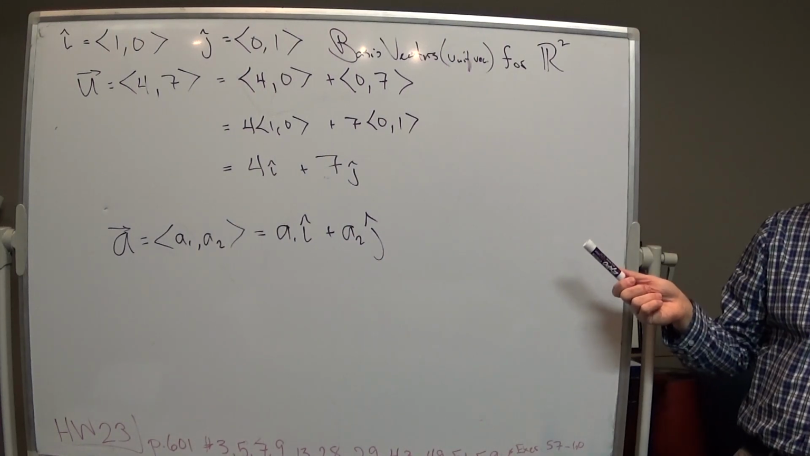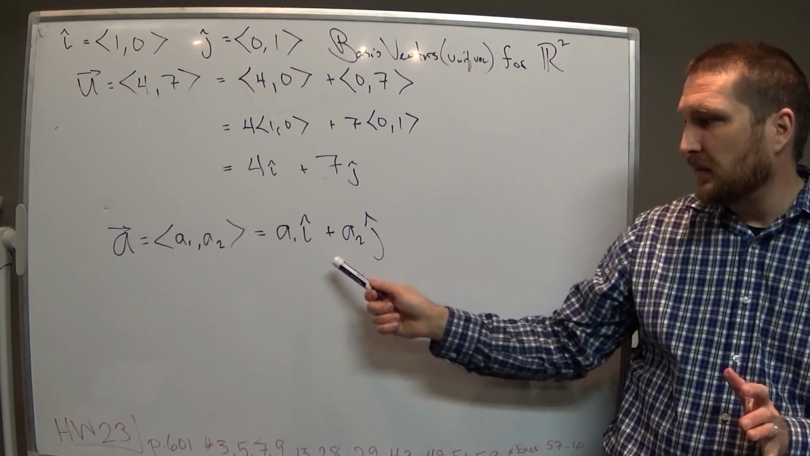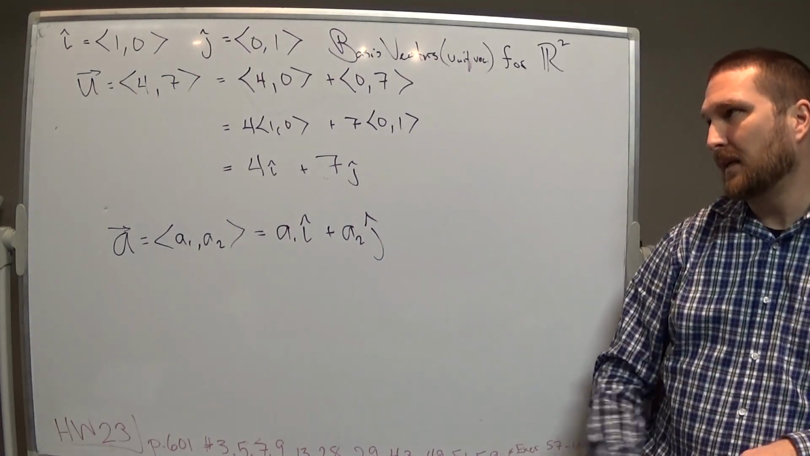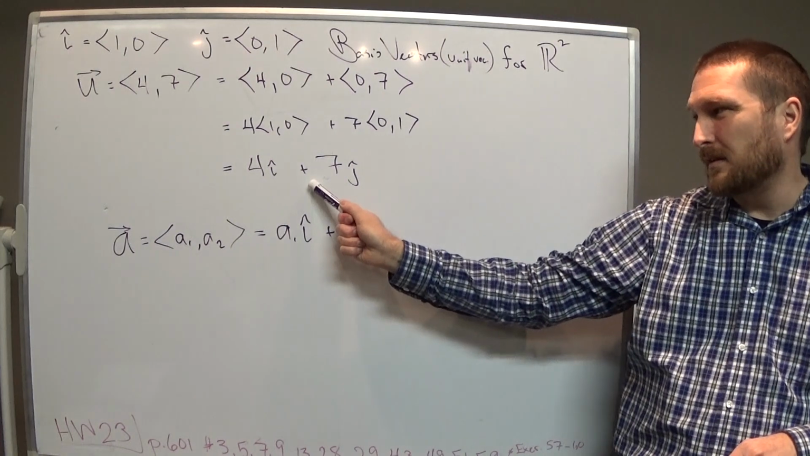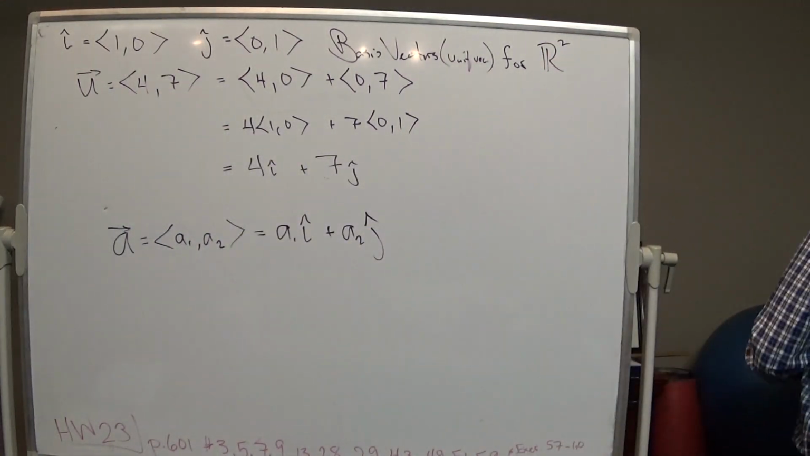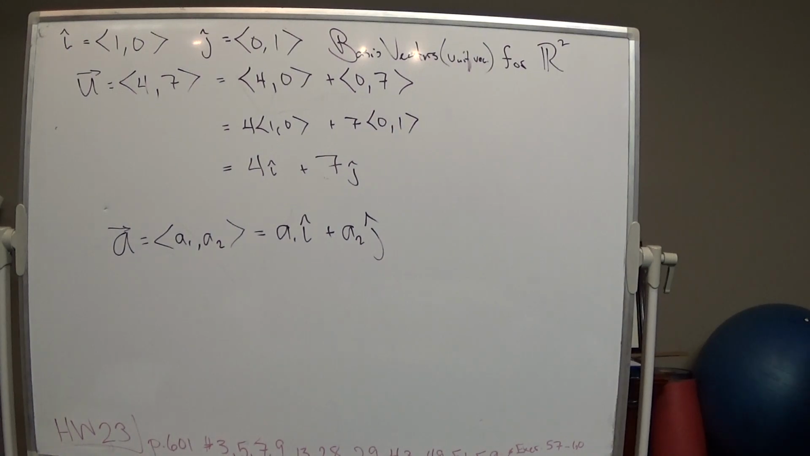Any questions about that? It's really simple. This is just another way of saying this right here. This is another way of writing this. They're the same thing. Okay. That was that. Any vector can be scaled down to unit length.